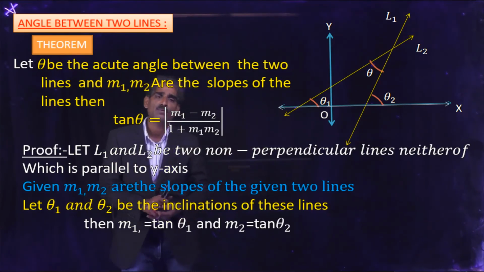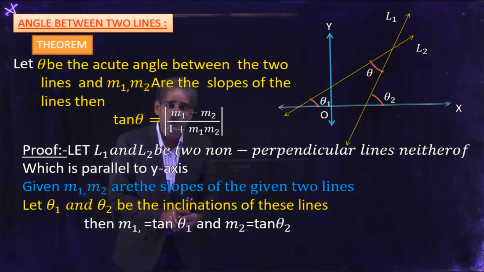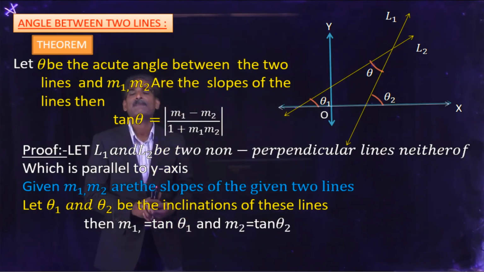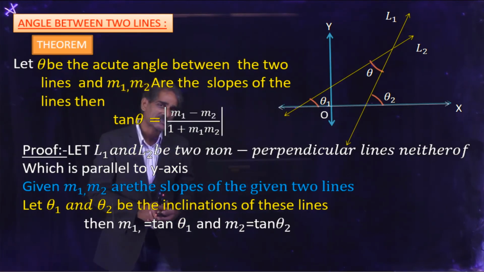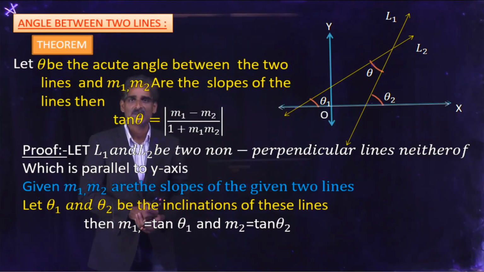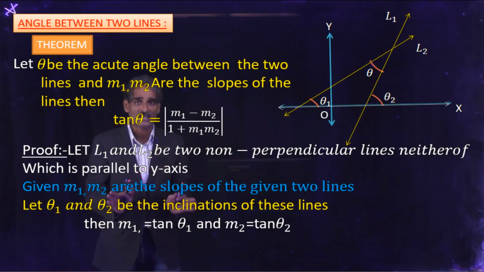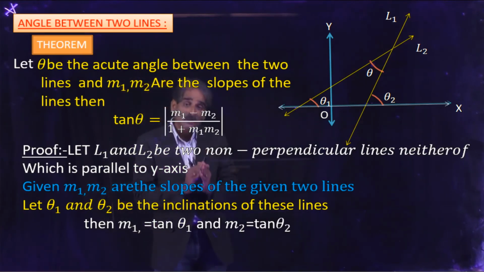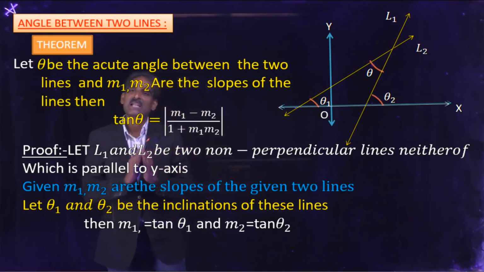Now come to the proof. Let L1 and L2 be non-perpendicular lines, neither of which is parallel to the y-axis. If a line is parallel to the y-axis, the slope is not defined, so we can't discuss the angle between the lines. So the lines are non-perpendicular and non-vertical lines. The angle between them is not 90 and they are non-vertical lines.